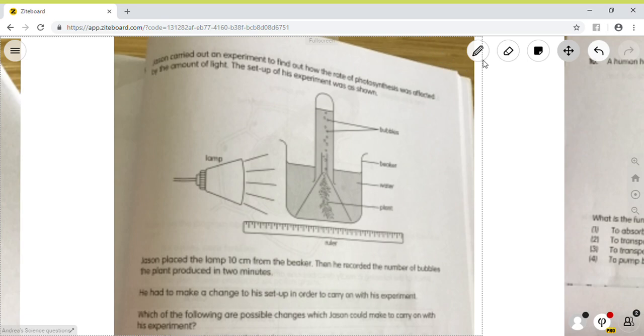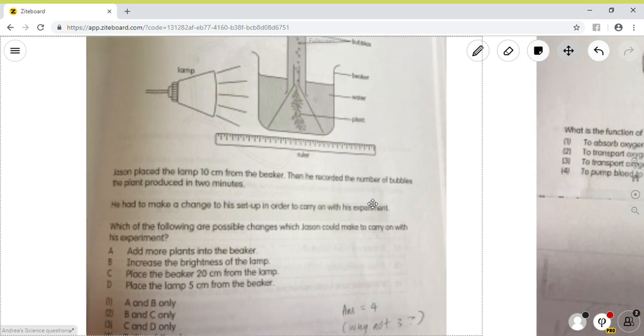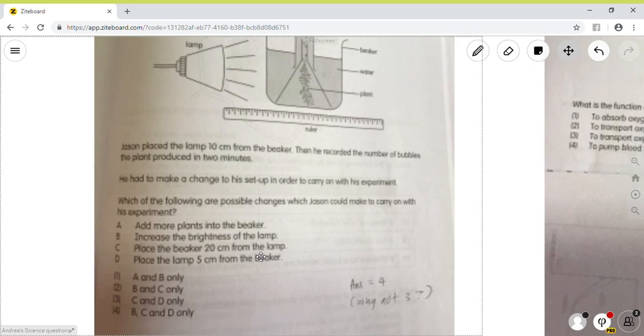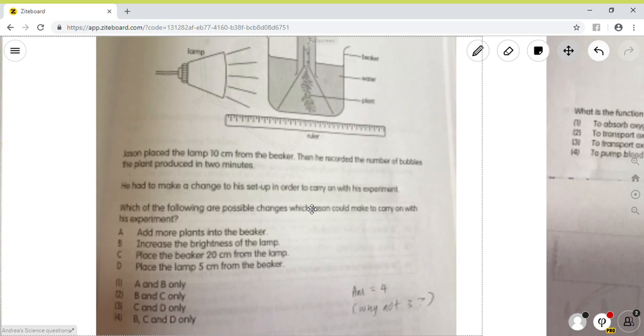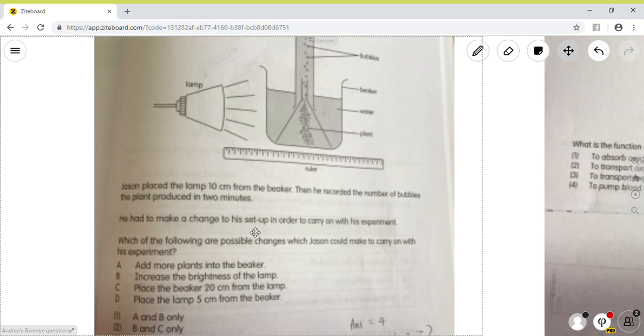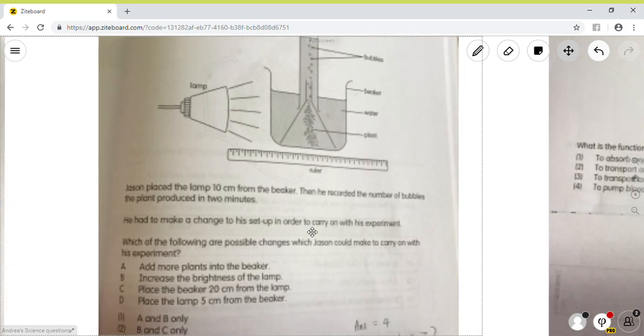So Jason wants to find out how the rate of photosynthesis was affected by the amount of light intensity. So it's about intensity. Place a plant, then record the number of bubbles. You have to make a change. Which of the following are possible changes which Jason could make? He placed the lamp 10 cm from the beaker. Then he recorded the number of bubbles.